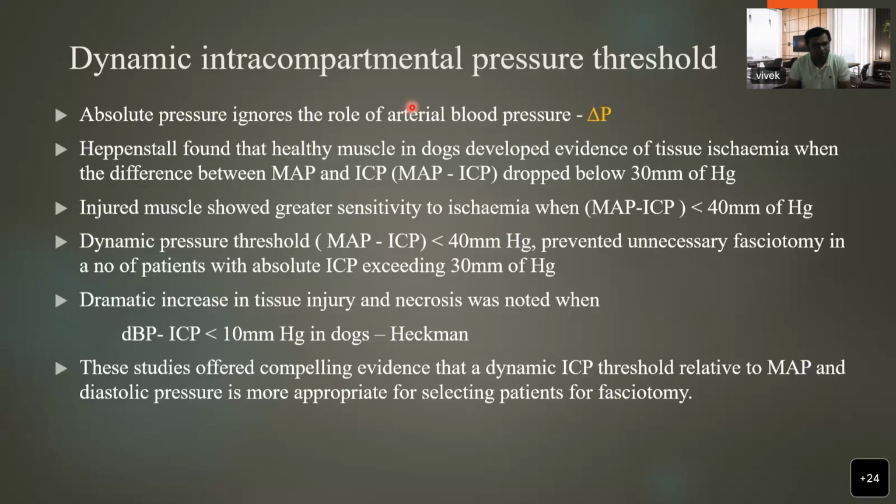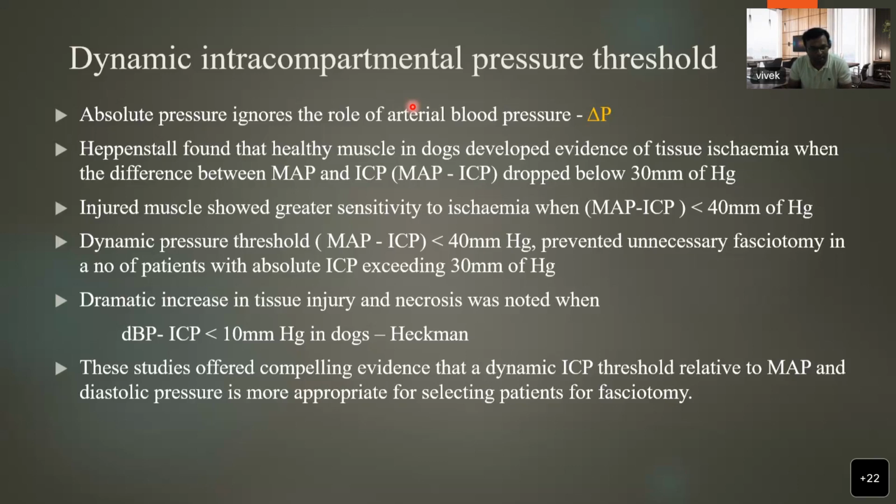Injured muscle showed greater sensitivity to ischemia when the difference between mean arterial pressure and intracompartmental pressure was less than 40 mm of mercury. Dynamic pressure thresholds of less than 40 mm mercury thus prevented unnecessary fasciotomies in a number of patients, even though the absolute intracompartmental pressure in these was more than 30 mm of Hg. A dramatic increase in tissue injury and necrosis was noted when the difference between diastolic blood pressure and intracompartmental pressure was less than 10 mm of mercury in dogs.